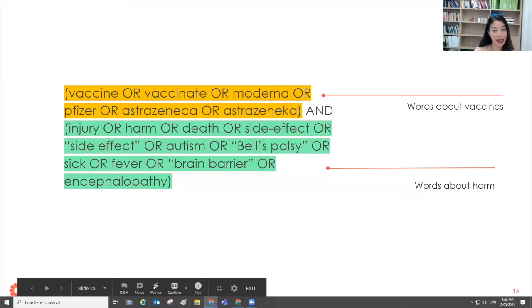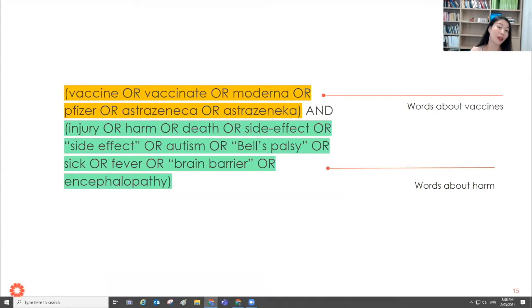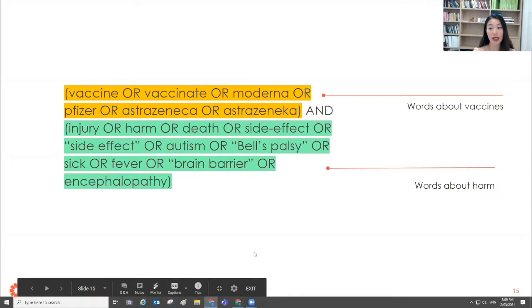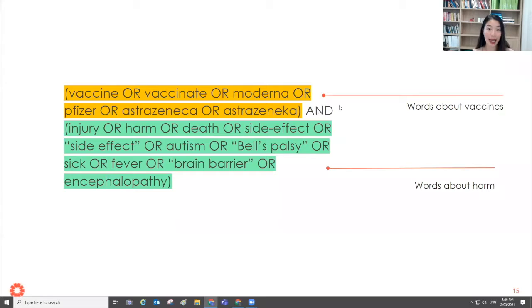And here is a more complicated example. It looks a little bit intimidating, but it's actually quite simple if you break it down. As you can see in this search query, all of the words in this first group of parentheses are words about vaccines. So we say vaccine OR vaccinate OR Moderna OR Pfizer OR AstraZeneca, and then AstraZeneca with a different spelling. And then in this second group of words, we have words about harm. So we say injury OR harm OR death OR "side effects" with quotation marks, autism, Bell's palsy, sick, fever, "brain barrier", or encephalopathy. What we're trying to do with this query, if we put it into, say, Twitter, is get every result that uses at least one of these words and at least one of these, and they are connected by the AND operator. So that's pretty handy instead of manually looking through all the search results when you just put in keywords separately.